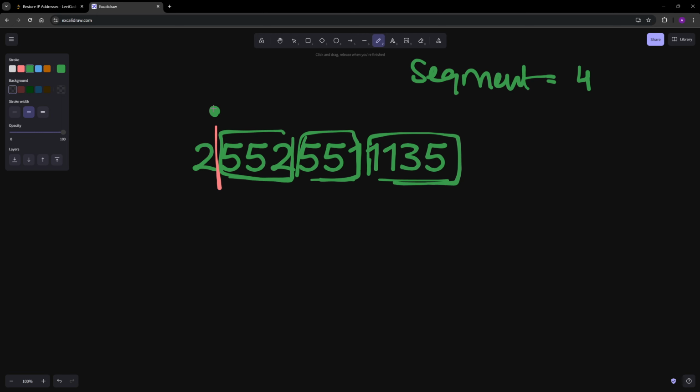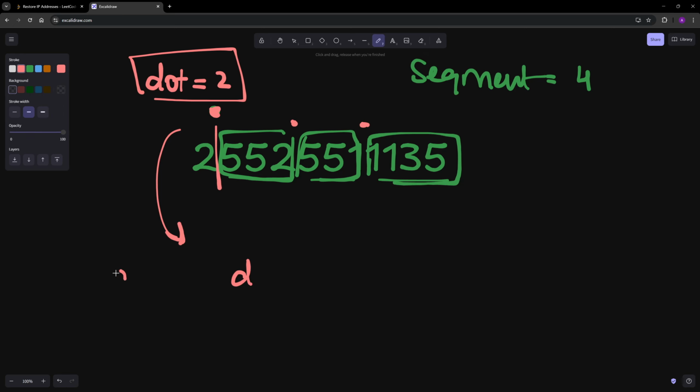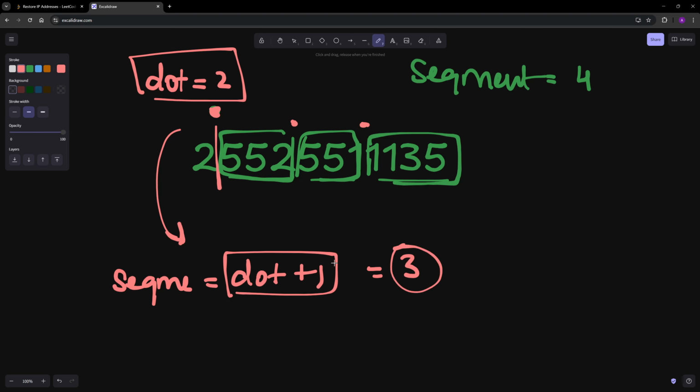And how do we check that? Note, guys, we have placed one dot over here, right? So how many segments can exist after this point? It is dot count plus 1. I was telling you about the dot count, right? Once we place one dot over here, how many dots remain? 2. So how many segments are going to be there? Segments will be dots plus 1. So if it is 2, then how many will it be? 3 segments will remain, right?